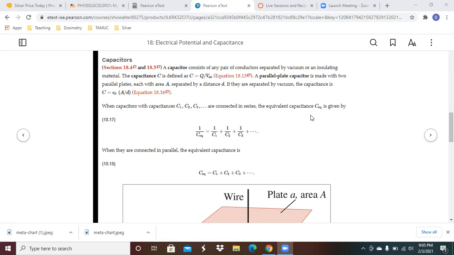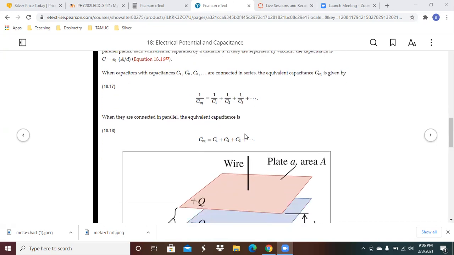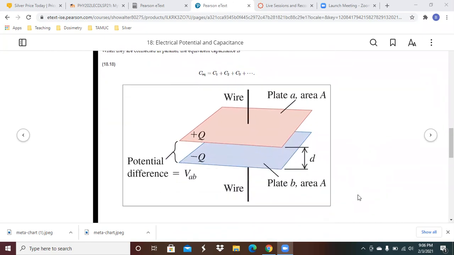When capacitors with capacitances C1, C2, C3 are connected in series, the equivalent capacitance is given by 1 over the equivalent capacitance, which is going to be 1 over C1 plus 1 over C2 plus 1 over C3. That's when they are connected in series. When they're connected in parallel, you're just going to add the capacitances together.